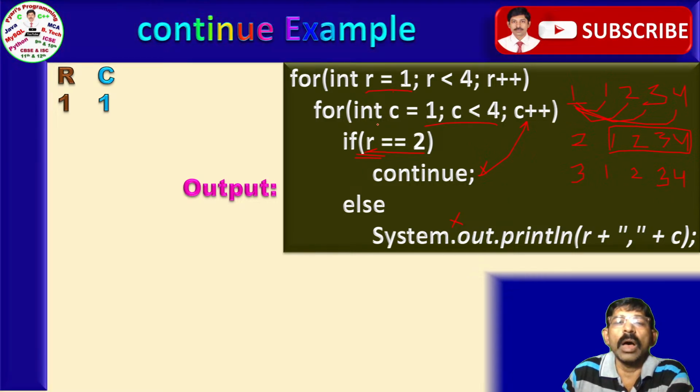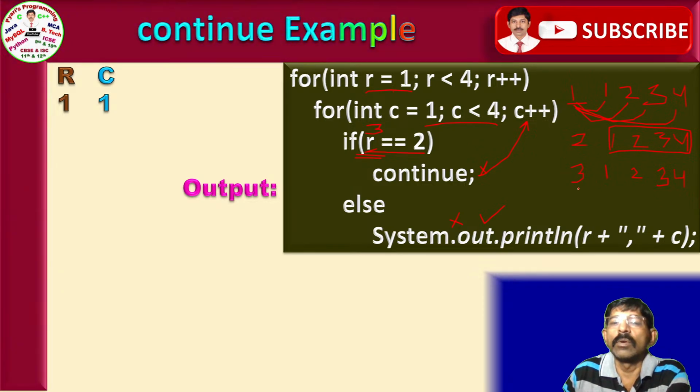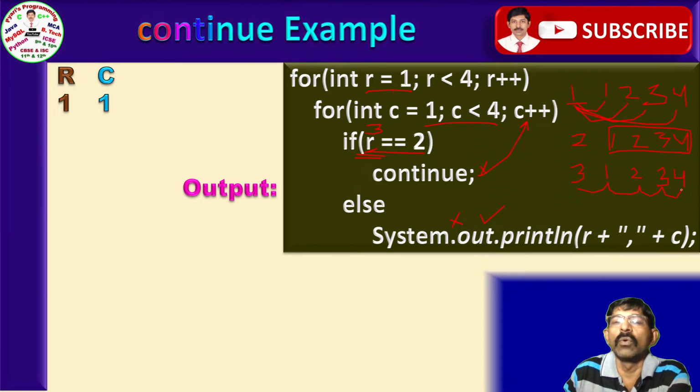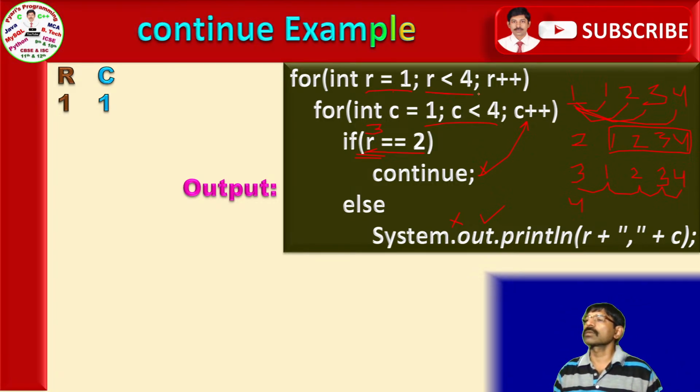Now this time R value is 3. 3 is equal to 2, false. So it will display 3,1, 3,2, 3,3, 3,4. Next time R value will be 4. 4 less than 4 is false. So quickly send your answer.